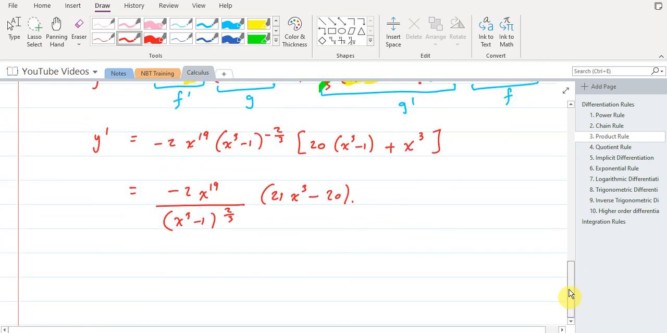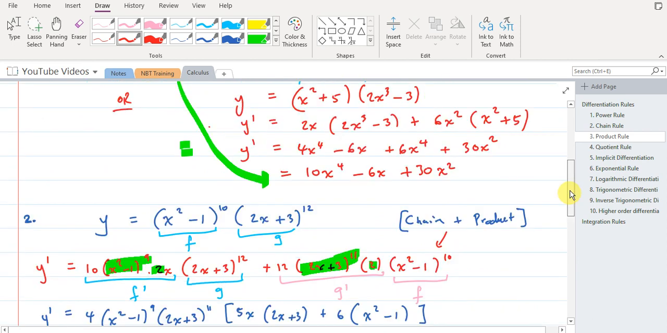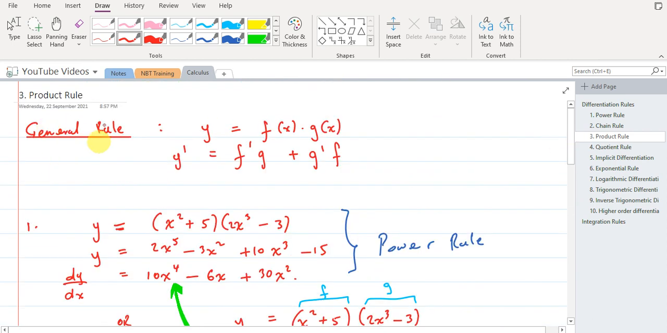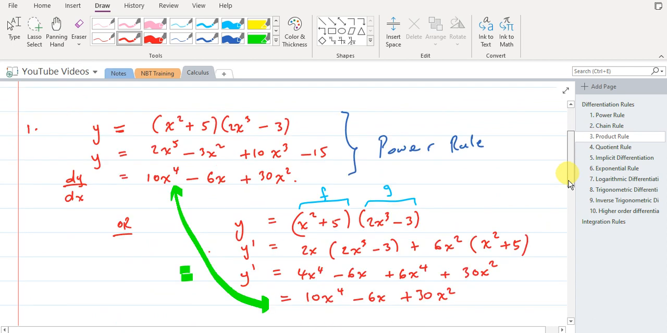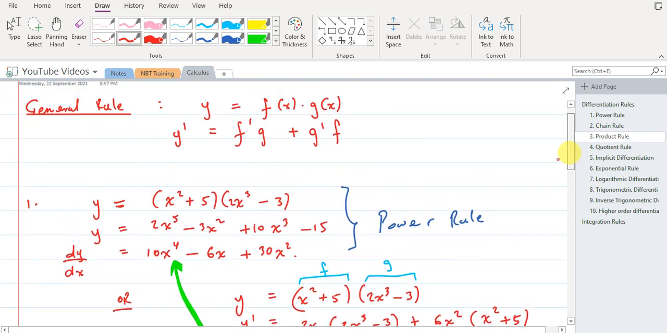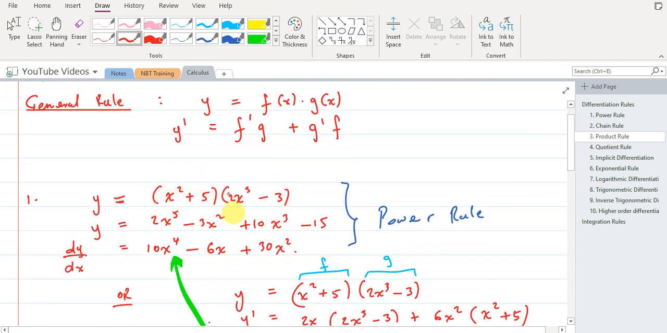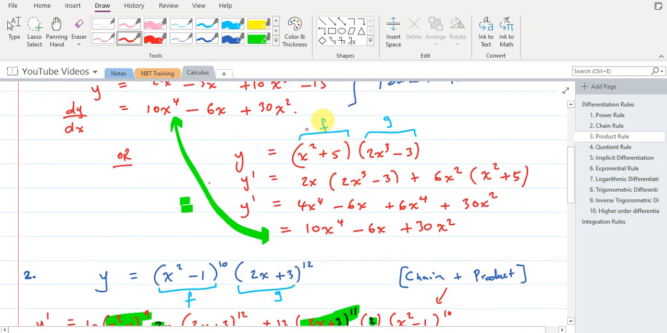I hope you understand these 3 problems on product rule. Just to recap, without opening this up, we applied the product rule. We identified 2 functions, f and g. We found f prime g plus g prime f, and when we simplified, we saw that we get the exact same answer as the power rule.